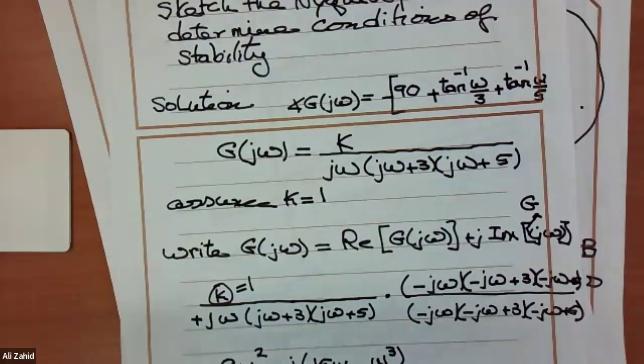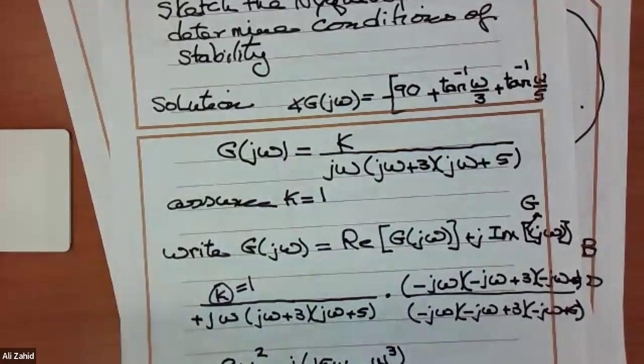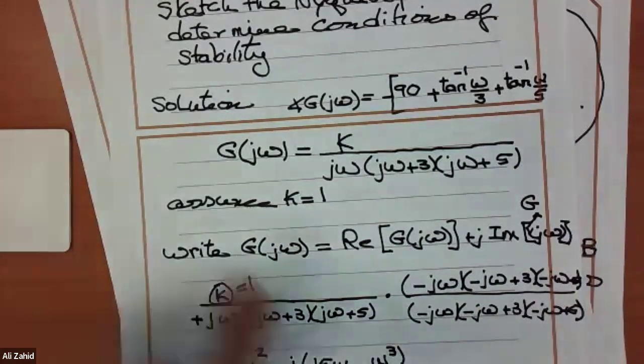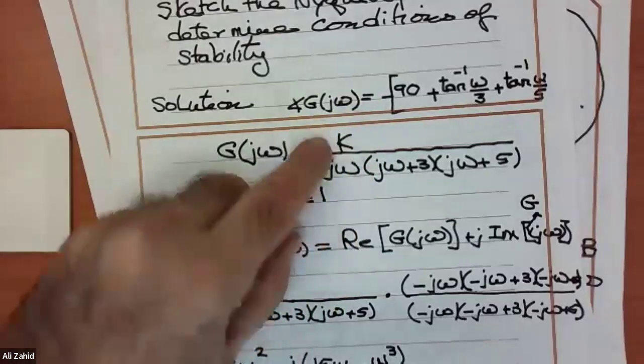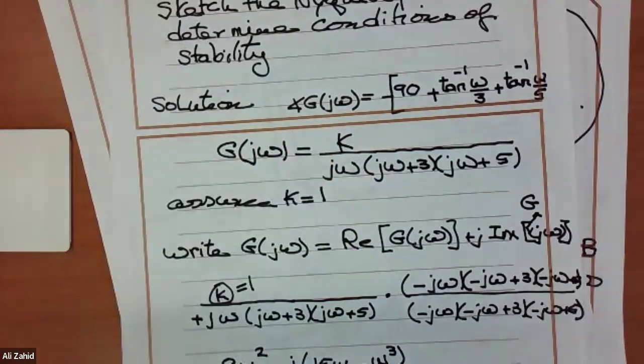Why am I adding them? Because they're all in the denominator. I know. Why am I adding them? Because the terms are multiplied, and when they multiply, the phases add. And then what? The negative is because in the numerator the phase angle is 0. Did you get it? Yes.